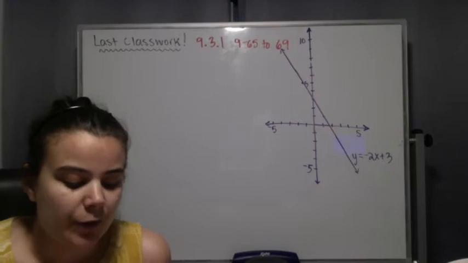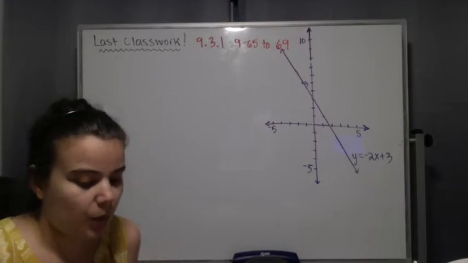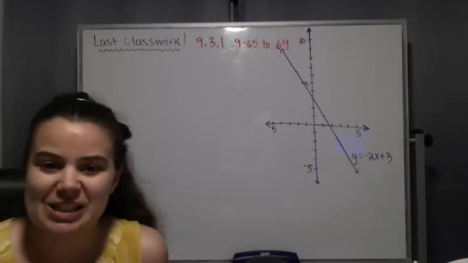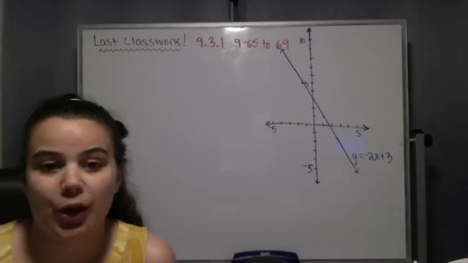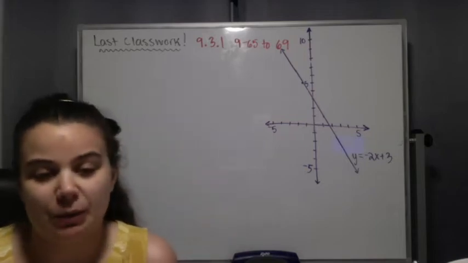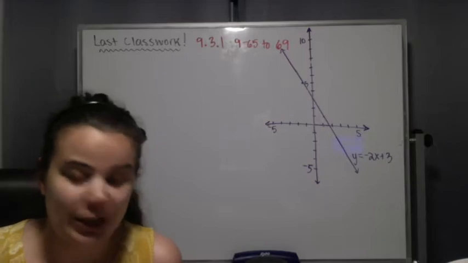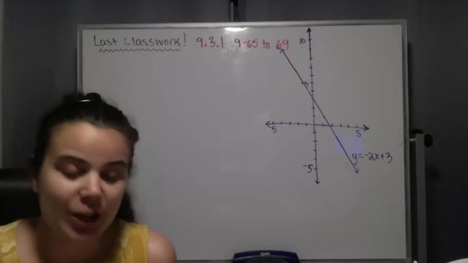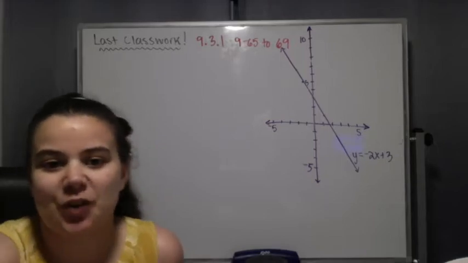So for 965, we are going to remind ourselves what it means to be the solution to a two-variable equation. That way we can relate what we already know to inequalities. So take a look at 965. I'll be right back to go over it.